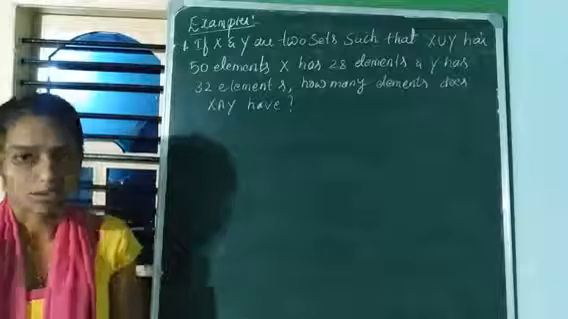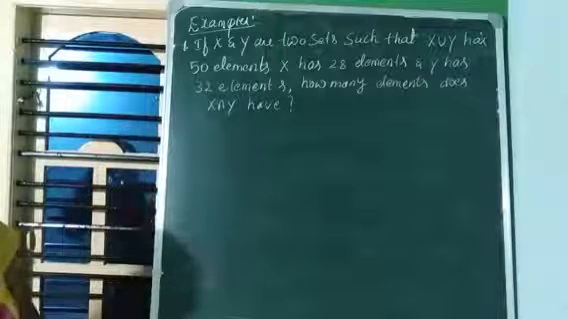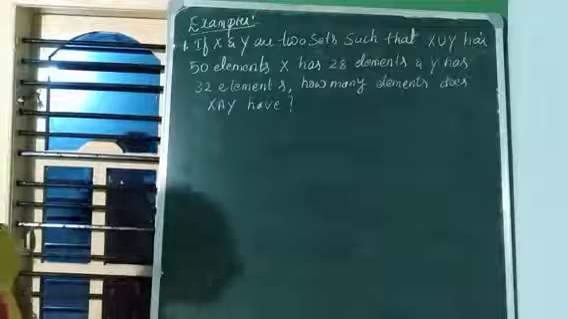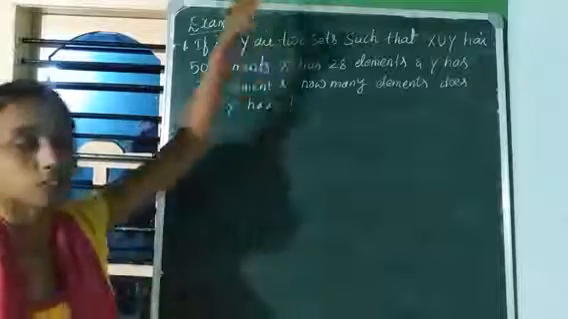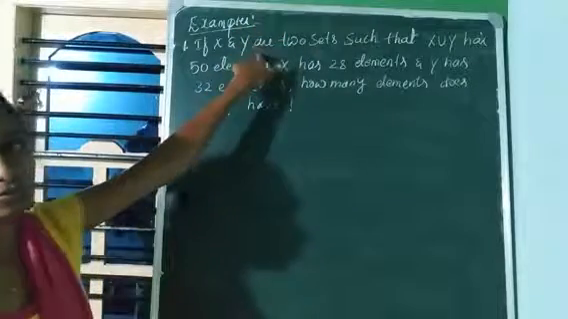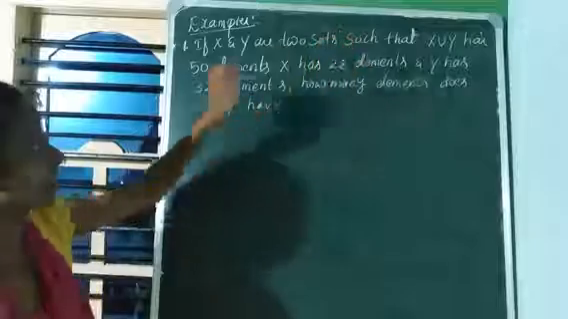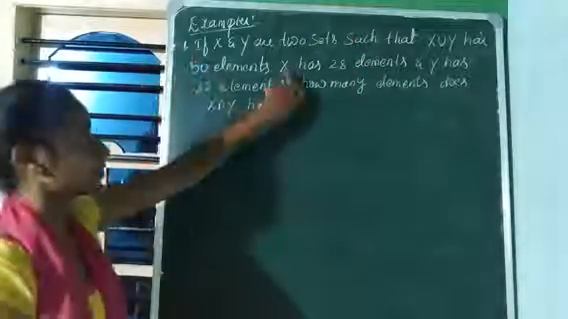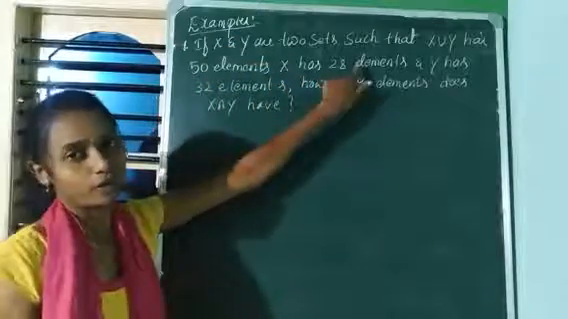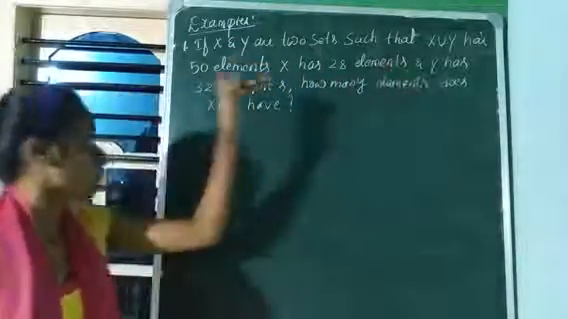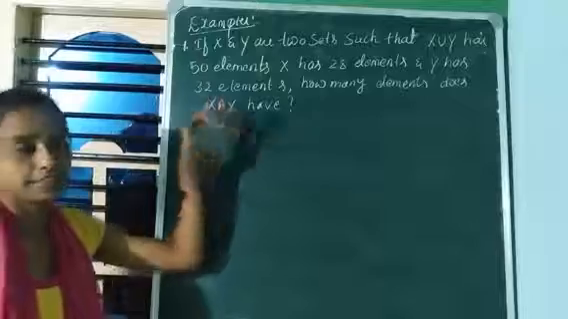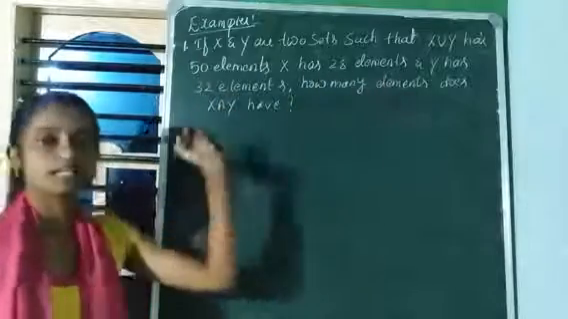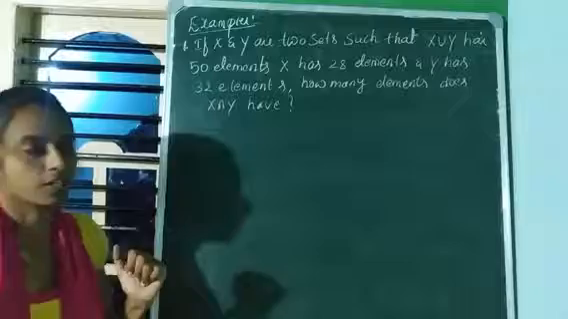Hope you understood the question. There are two sets, X and Y. The union of those two, X union Y, has 50 elements in total. X has 28 elements and Y has 32 elements. Then how many elements will the intersection have? That we need to find.